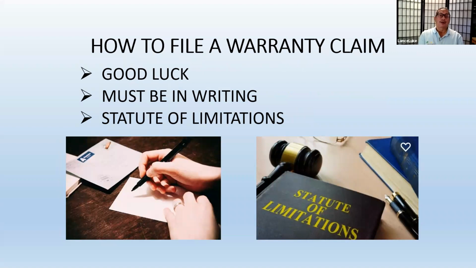So how do you file a warranty claim? First of all, I say good luck. The next thing is it must be in writing. And there's actually a statute of limitations. The statute of limitations is the time period by which you have to file a warranty claim. And it's normally 10 years. It could be less, it could be more, but that's kind of the standard in the construction industry.